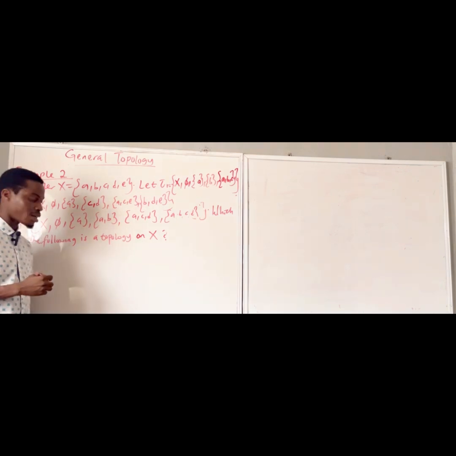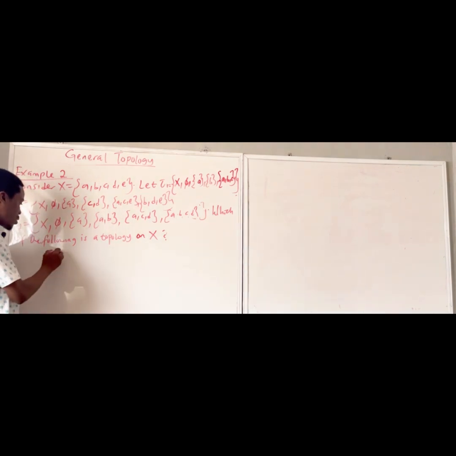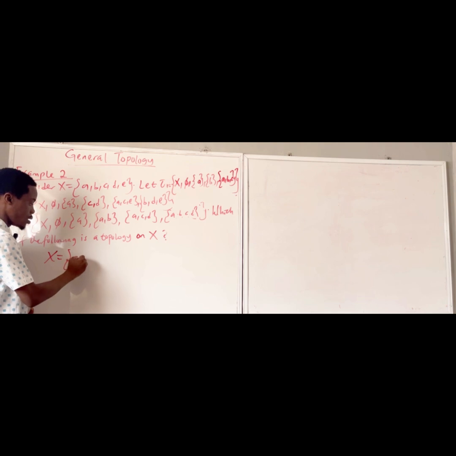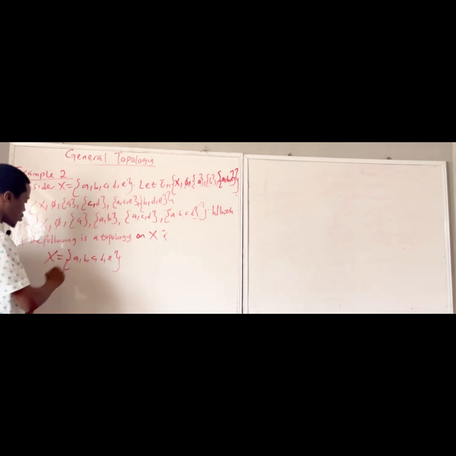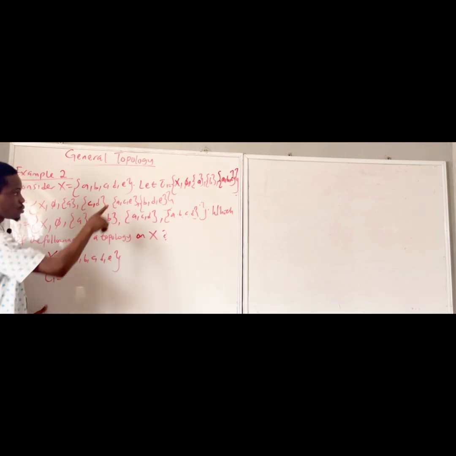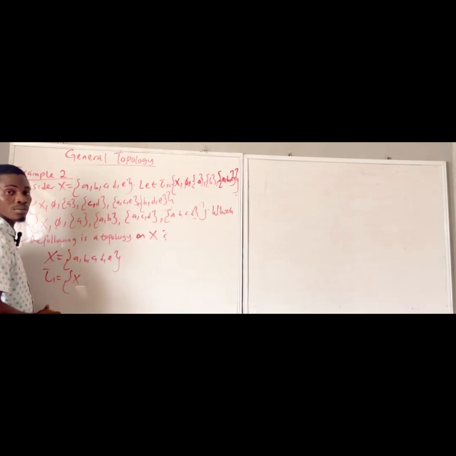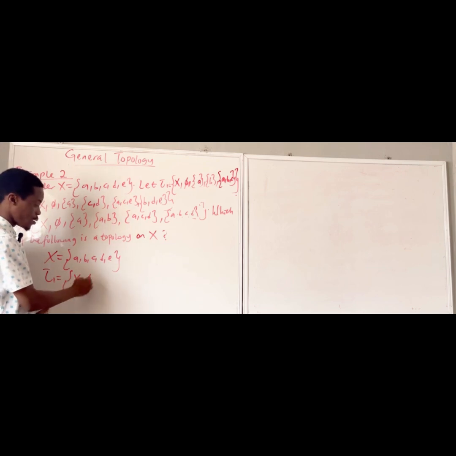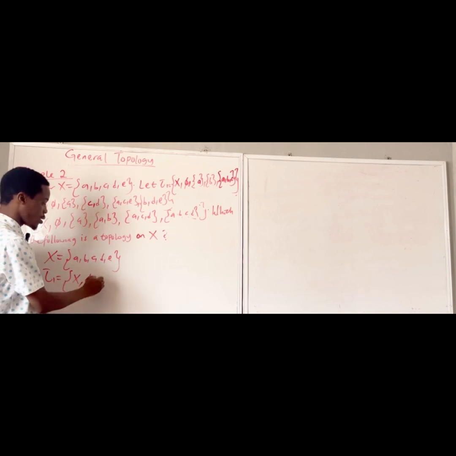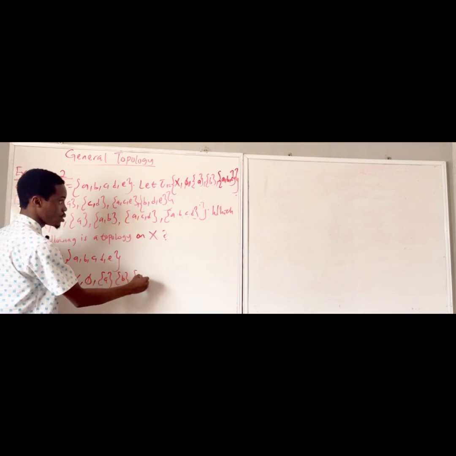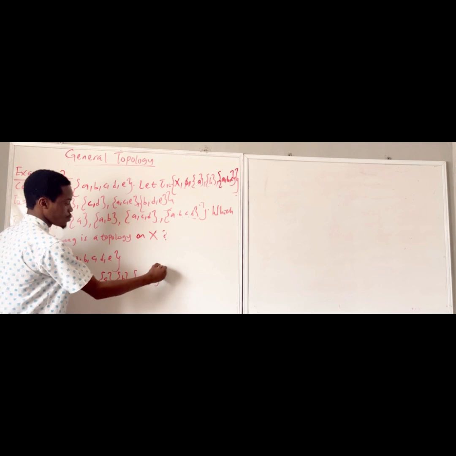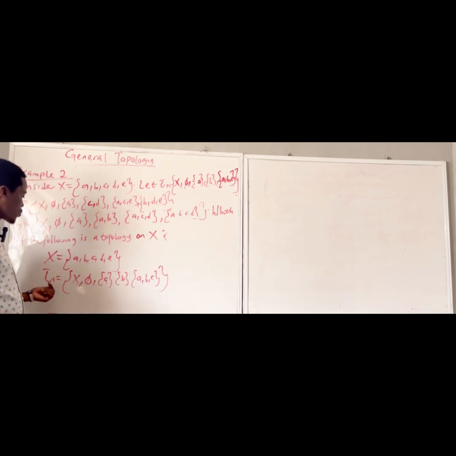We have our set X, which should be {A, B, C, D, E}. Then we have Tor 1 to be a set of X, the empty set, then we have {A}, and we have {B}, and we have {A, B, C}. So for us to satisfy Tor 1 as a topology, we must consider 3 issues.